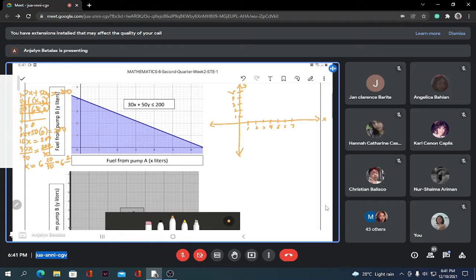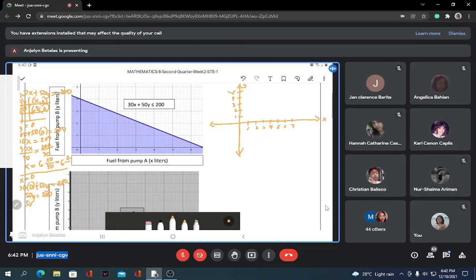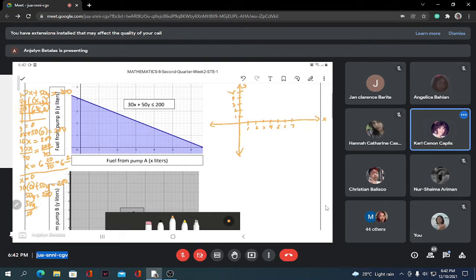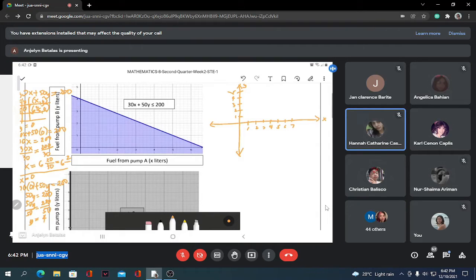Another one, find the y-intercept, where x is 0. So solve. If your x is 0, so 30 times 0 plus 50y equals 200. So 30 times 0 is 0, plus 50y is just 50y equals 200. What's next? Divide by 50. Divided by 50. So y therefore is 4. So we have 0, 4.